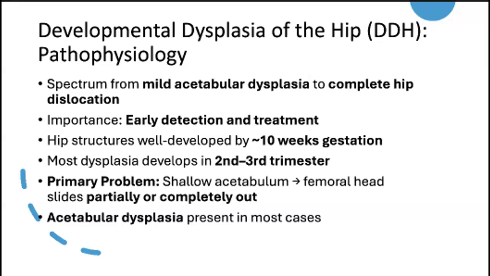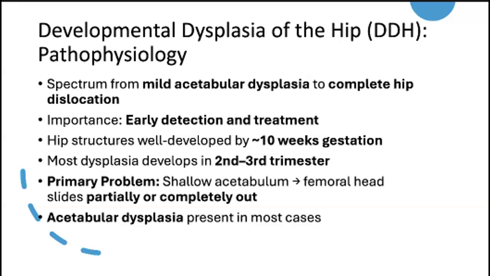So developmental dysplasia of the hip is a spectrum of hip abnormalities ranging from a mild acetabular dysplasia to a complete hip dislocation. So the pathophysiology, a normal hip develops by approximately 10 weeks gestation, when the femur and the acetabulum and the hip joint capsule are all really well developed. Most hip dysplasia develops during the second and third trimester.